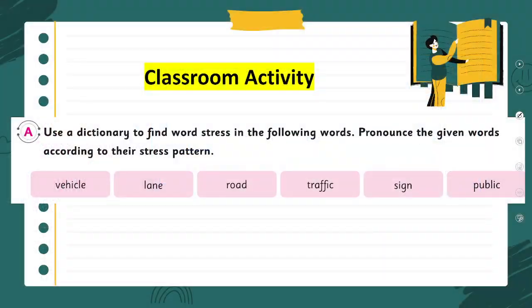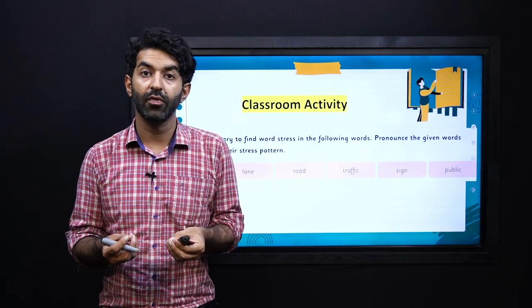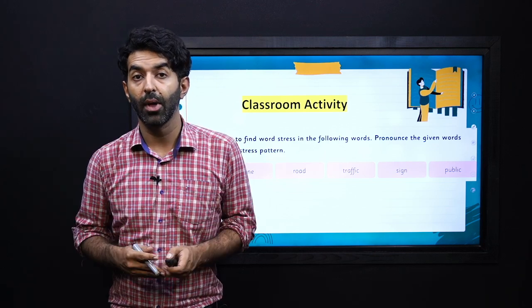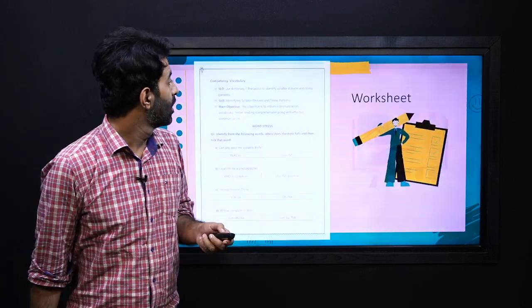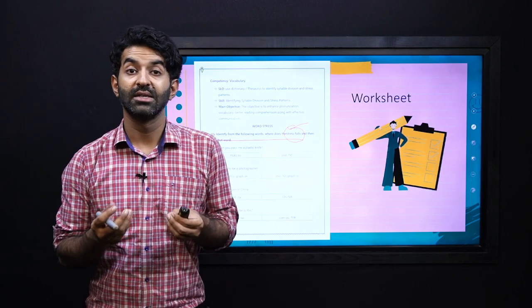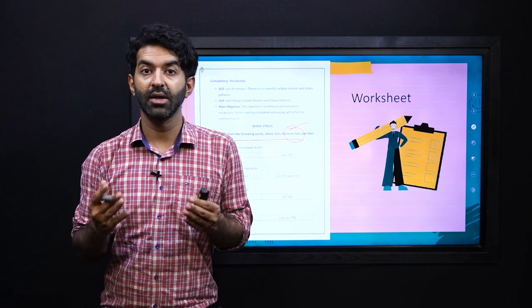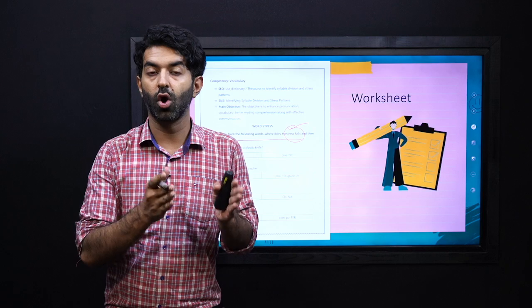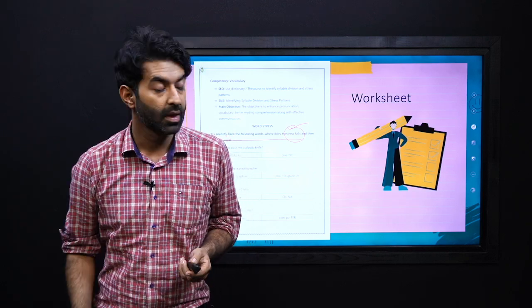You have this classroom activity where you have to find out the stress pattern in the pronunciation key. You can look it up in the dictionary. This is your worksheet where you have to identify the following words, where the stress falls, and then tick that word. Where is the stress? Can you pass me a plastic knife? Is it plastic or is it plastic? See, the focus is on the very first syllable.